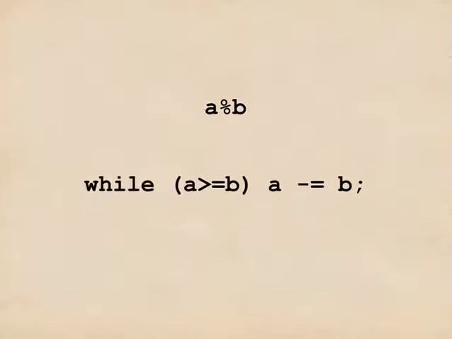All it does is subtract B from A over and over again until finally A becomes less than B. Whatever value A has left at the end, that's the result of mod. That's all there is to it. It's just this little loop that subtracts B as many times as it can from A.